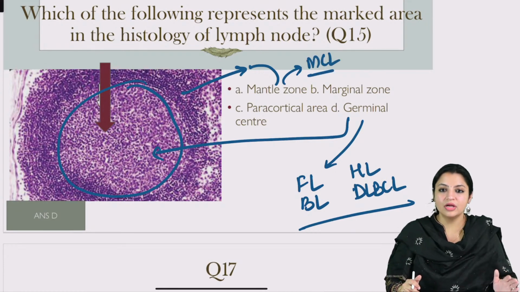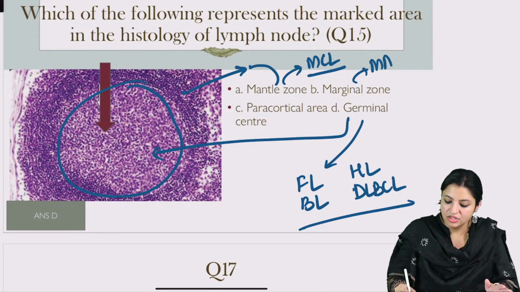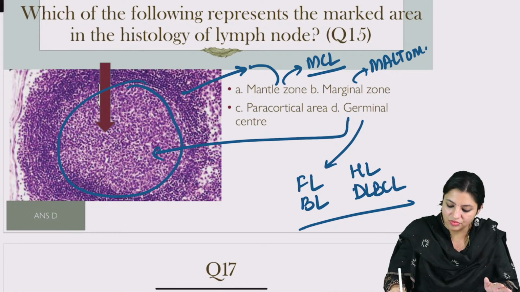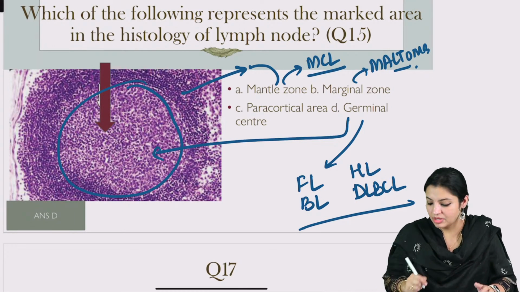Who's going to tell me this? Which marker is absent in the normal germinal center? Whenever it is a normal germinal center, remember one point: they do not have BCL2. So BCL2 is not present in normal germinal center. Remember that point always, right?